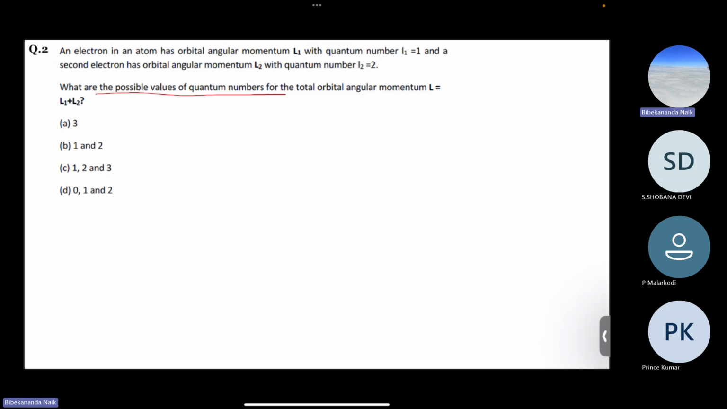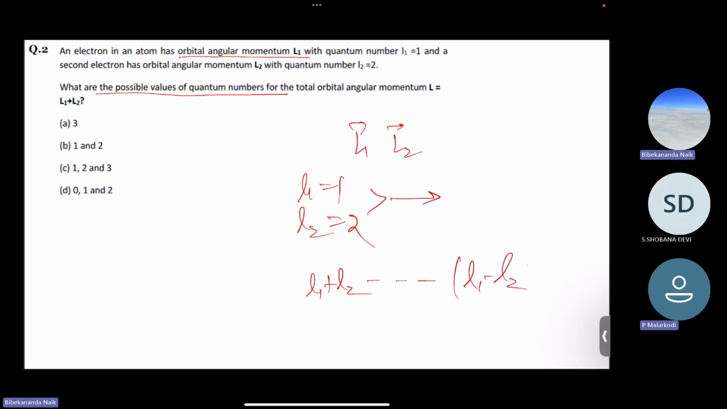So, in general, since these are vectors, orbital angular momentum L1 means L1 vector, L2 vector. So when we talk about the vector addition, we will follow vector additions here. According to the rule of vector addition, if there are two orbital angular momentum vectors like L1 and L2, suppose l1 is 1 and l2 is 2, the total orbital angular momentum quantum number will be l1 plus l2 down to the modulus of l1 minus l2 with a step of 1. So this you should remember always.